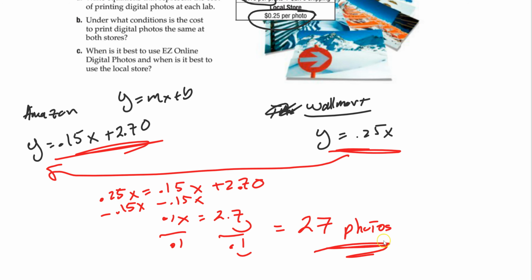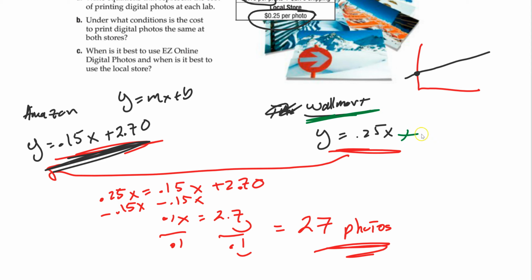When is it best to use the online digital photos, and when is it best to use your local store? I think this one is best done by graphing. I like a visual aid. Let's visualize. That was supposed to be black, but okay, whatever. Let's change it. There we go. So let's do Amazon first. I'm just going to do a quick sketch. 2.7 is my y-intercept, and my slope is 0.15. So it's going to be kind of like this. So that's Amazon.